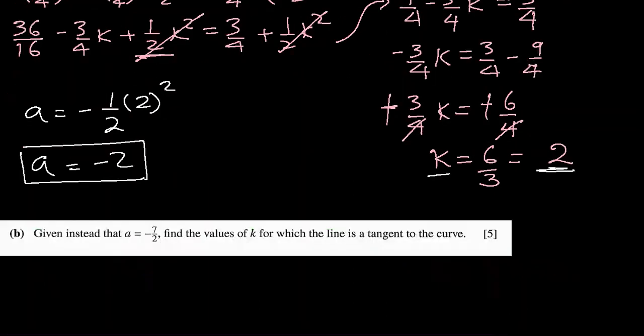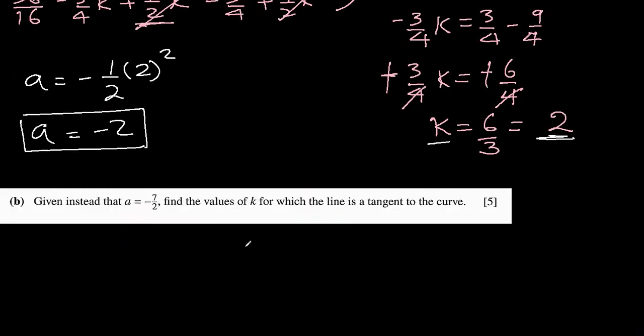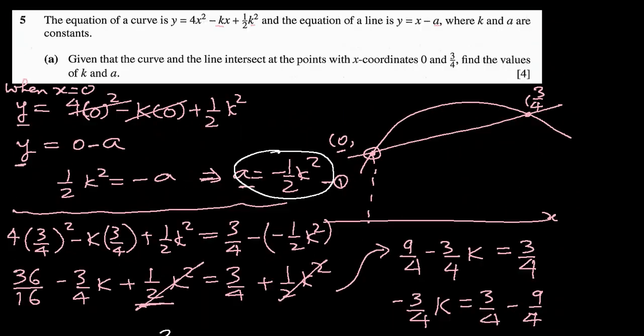Alright, what's the second part saying? Given that a is minus 7 over 2, so it's a different situation. Instead, they're saying find the values of k for which the line is a tangent to the curve. So the line is not crossing the curve, it is tangent to the curve. That means they have just one point in common. So if I equate the two equations, I'll get just one solution.